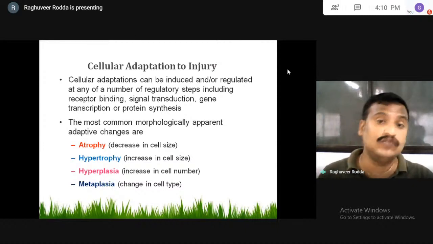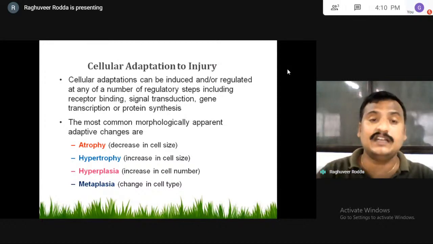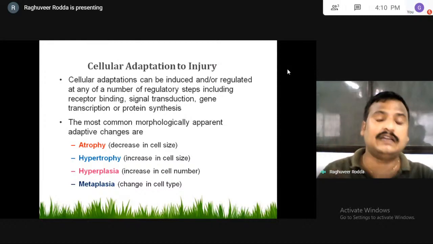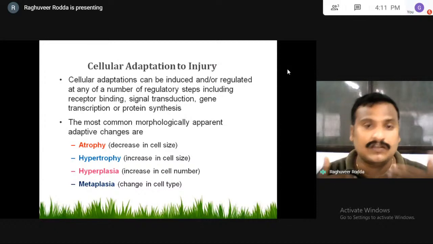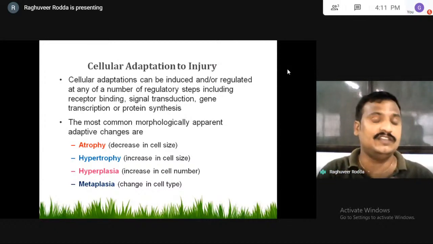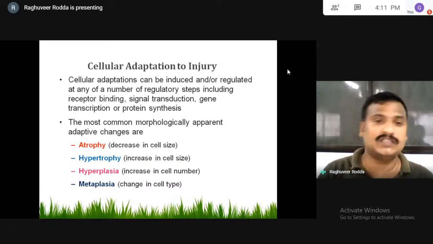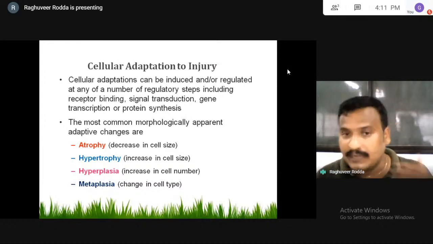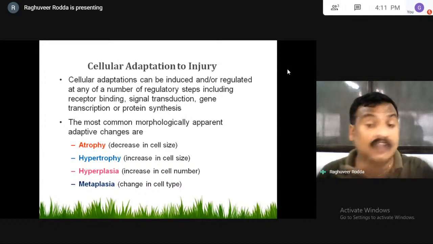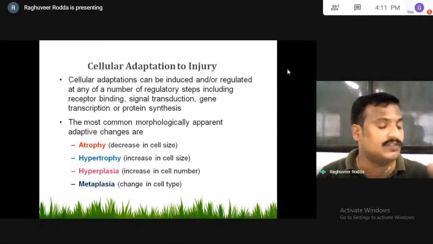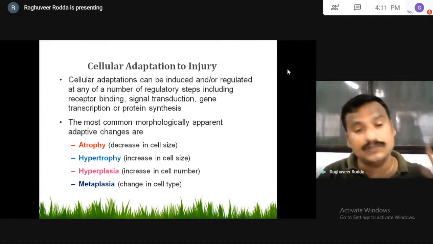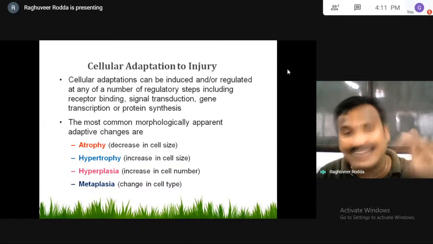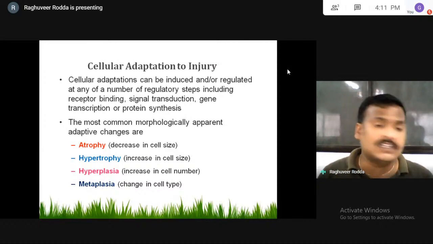They can extend up to the receptors, the processing of the receptor, binding of the receptor to new components, and signal transduction, the initiation of new signals and new communication patterns by the injured cell, and gene transcription, the production of new types of RNA for the production of specific proteins which maintain the cell structures and the cell functions, and new protein molecules which act against the injurious agent as well. So it is not only the morphological changes that are called adaptations.